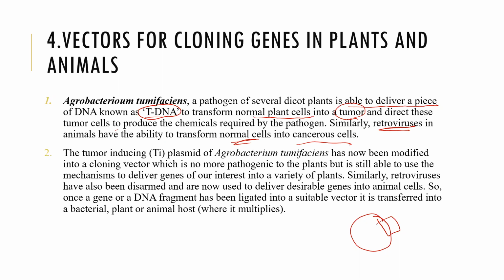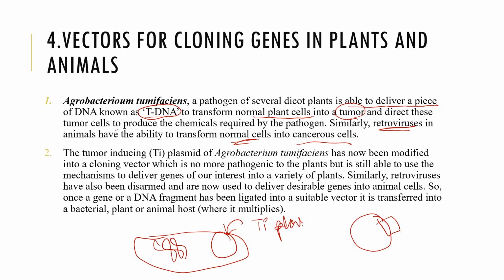The tumor inducing plasmid. So this is the bacterial cell, Agrobacterium tumefaciens, and we have the chromosomal DNA as well as the plasmid. This plasmid is referred to as the TI plasmid. The tumor-inducing plasmid of Agrobacterium tumefaciens has now been modified into a cloning vector. So now we can modify this plasmid. We can remove the tDNA and put our foreign DNA, which is no more pathogenic to the plants. We're not causing any tumor to the plants, but it is still able to use the mechanisms to deliver genes of interest. So our genes of interest or our foreign DNA can be inserted into the plant.